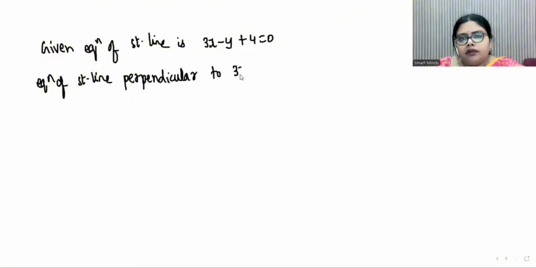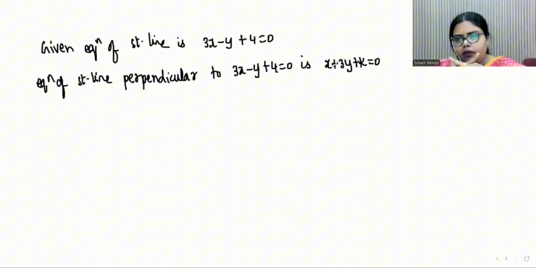Perpendicular to 3x minus y plus 4 is equal to 0 is x plus 3y plus k is 0. Once again, I am telling you how I got this. We will interchange the coefficients of x and y and we change the sign of y. Then in the place of constant, we write k. So this is equation number 1.